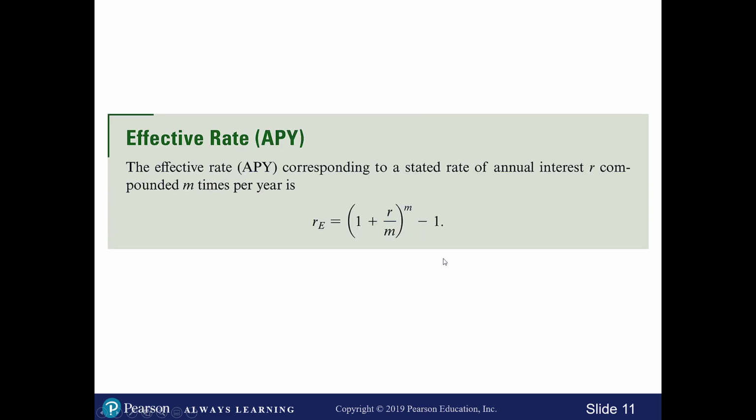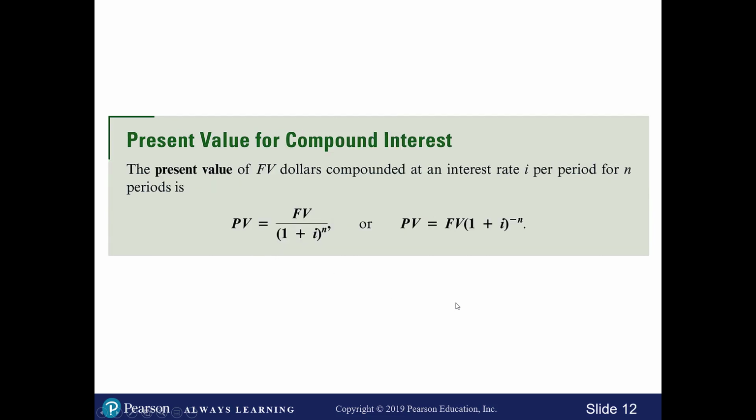And then finally, the effective rate for a stated rate of annual interest compounded so many times per year. And so you'll start to see a lot of these different formulas repeat with the present value and future value.